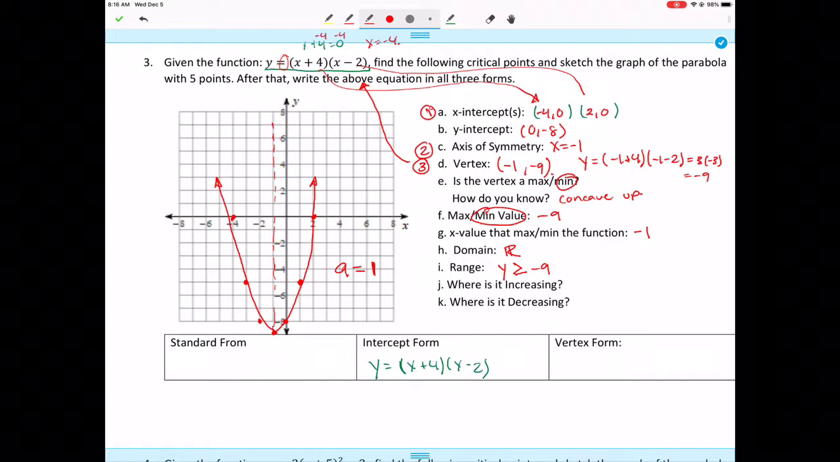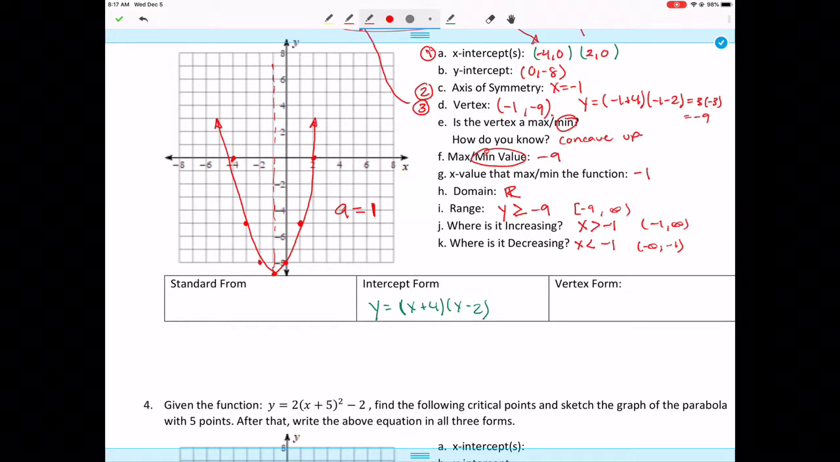And where is the graph increasing, or where the slope is positive? Well, it would be all x values that are greater than -1, and it's decreasing for all x that are less than -1. Okay? Or like I said, you could write it as increasing is from -1 to infinity, and decreasing from -infinity to -1. Those are the same. Same as the range, you could write it as -9 to infinity.